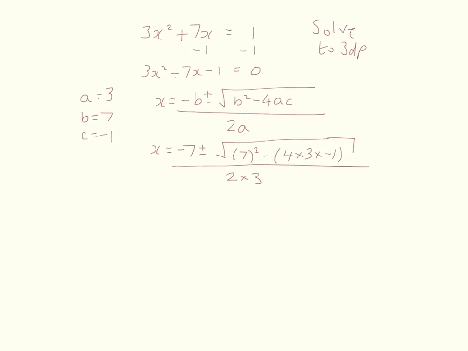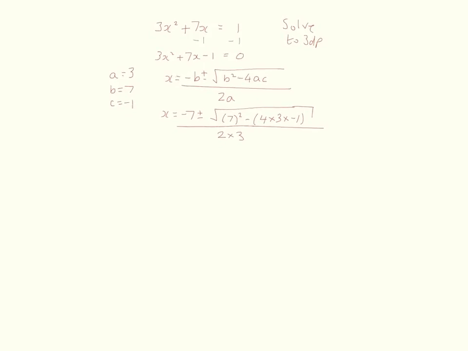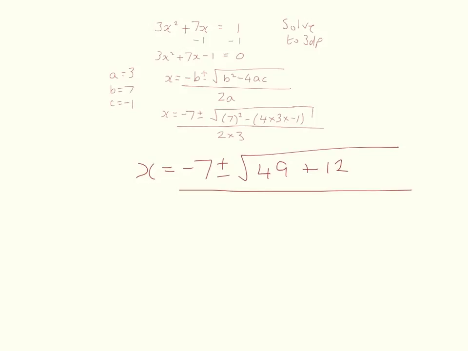Okay, I'm just going to give myself a bit more room. So I've substituted in. I'm now going to simplify. x equals minus 7 plus or minus the square root. 7 squared is 49. And I'm taking away 4 times 3 is 12, times minus 1 is minus 12. So I'm taking away minus 12. So taking away a negative is the same as adding. That's divided by 6.